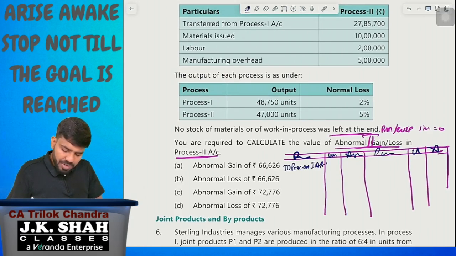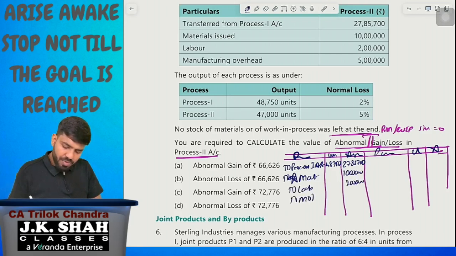How many units are we receiving? 48,750, received at a value of 27,85,700. Then additional material, 10 lakhs. Labor, 2 lakhs. Manufacturing overheads, 5 lakhs. This is the debit side.